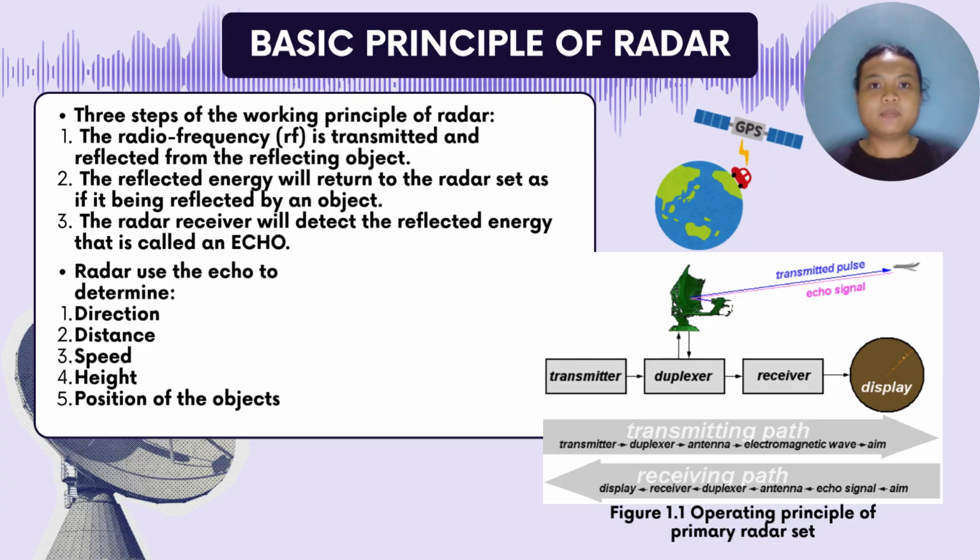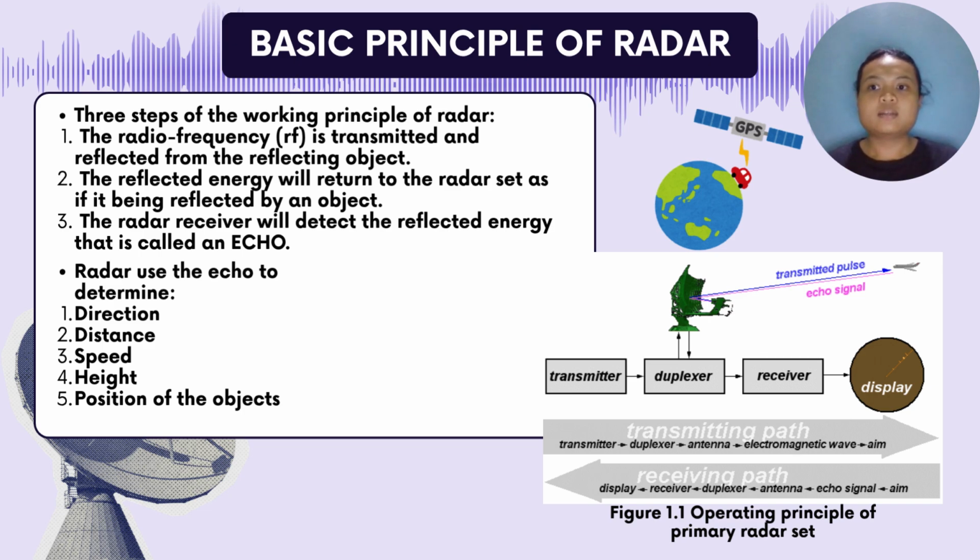Hi, my name is Melissa Lipa, and on this slide, I will present about the basic principle of radar. So basically, radar operates by using electromagnetic waves or electromagnetic energy pulses to transmit, specifically radio waves, and radar operates very similar to the principle of sound wave reflection. Other than that, there are three steps of the working principle of radar. First, the radio frequency is transmitted and reflected from the reflecting object. When it is reflected from an object, the reflected energy will return to the radar set again.